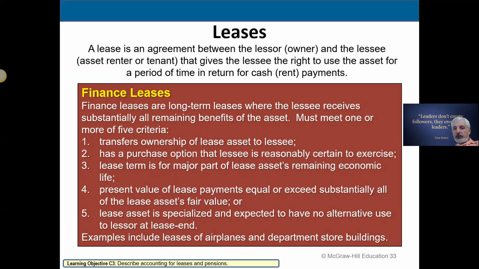Lease term, more than 75% of the economic life. You will probably be using the majority of whatever the asset is. Present value of lease payments equal or exceed virtually the fair market value, or the assets are specialized and basically no one else can use it. These are all examples of a finance lease that basically is financing, made like a loan.